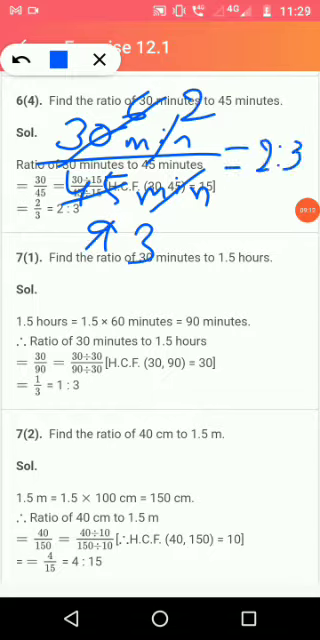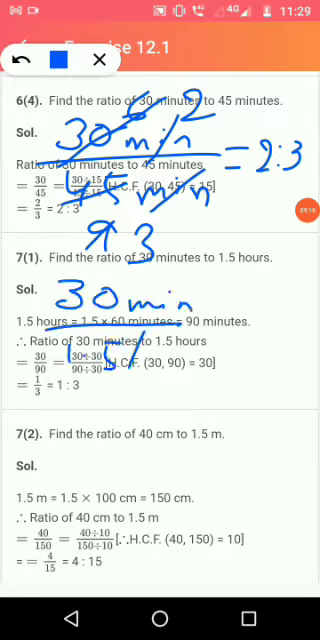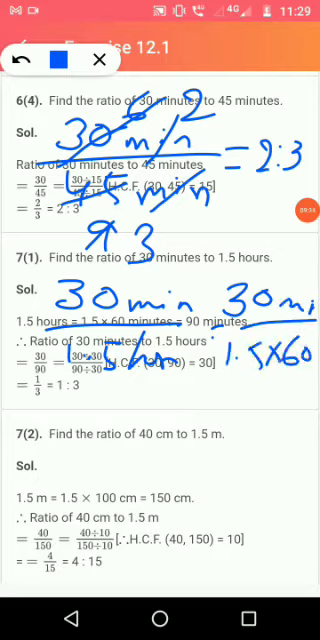30 minutes to 1.5 hour. 1.5 hour is how much? So to convert 1.5 into minutes, I will have to multiply 1.5 into 60. So when I multiply 1.5 into 60, how is it? I will simply multiply 15 and 60. Simply multiply 15 into 6.